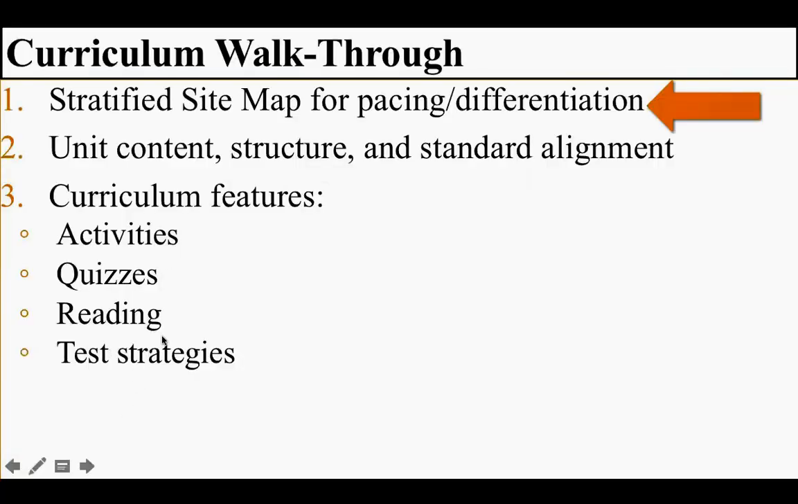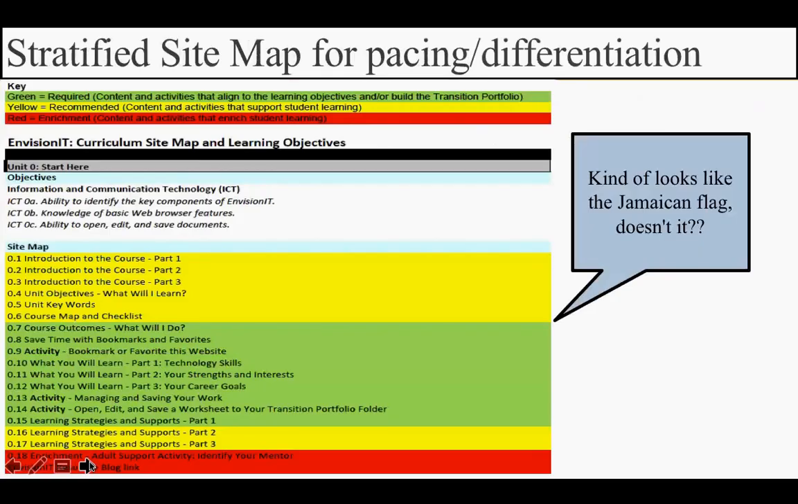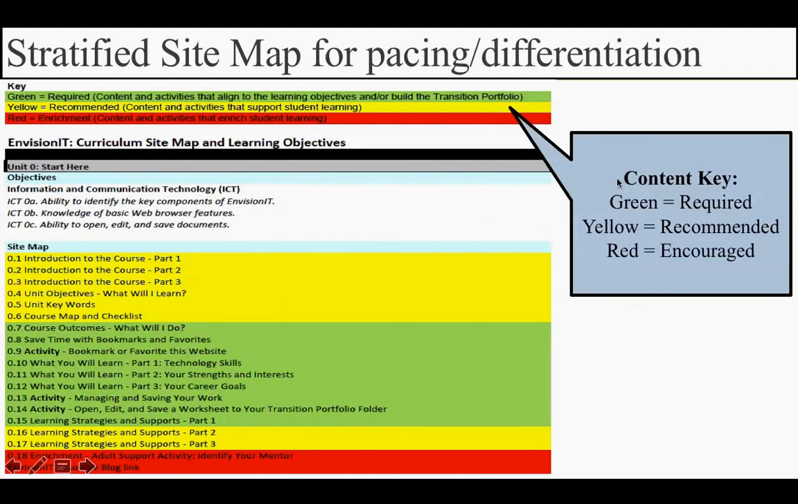So here are the three steps that I want to walk through in terms of breaking down the curriculum. The first of which is talking in more detail about the stratified sitemap. One of the first things when I started working with OSU that they brought to my attention was the fact that the stratified sitemap kind of looks like the Jamaican flag, and I always thought that was kind of funny, and it stuck with me. But it's really important that we do pay attention to these colors because it can really help streamline the way in which you are designing the curriculum to best meet the needs of your students, and also time too. So it's funny, but here we go.